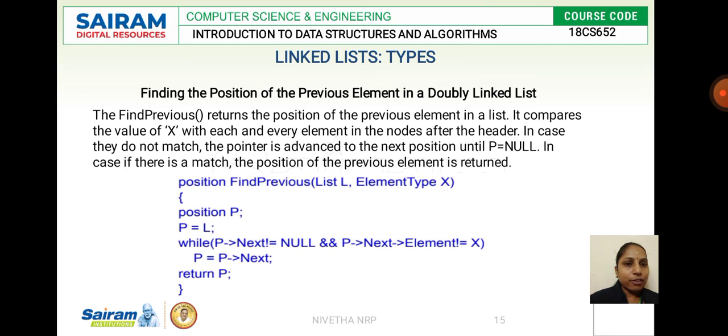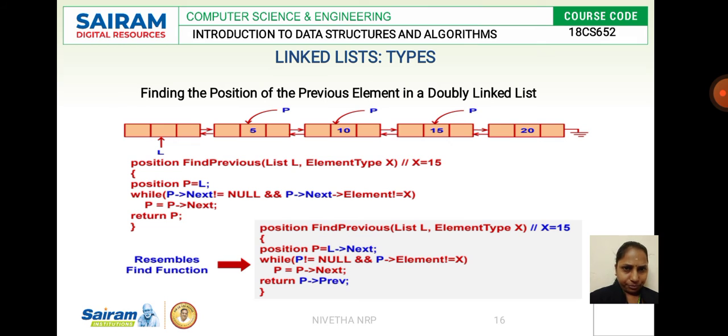First the position will be initialized to P, and P will be the L. While P of next is not equal to null and P of next is not equal to X, we will be incrementing. See, this is an example: 5, 10, 15, 20. We wanted to find the previous element of 15. Initially, we define P to be L. So what is P now? L. It is not equal to null, right? It is followed by 5.